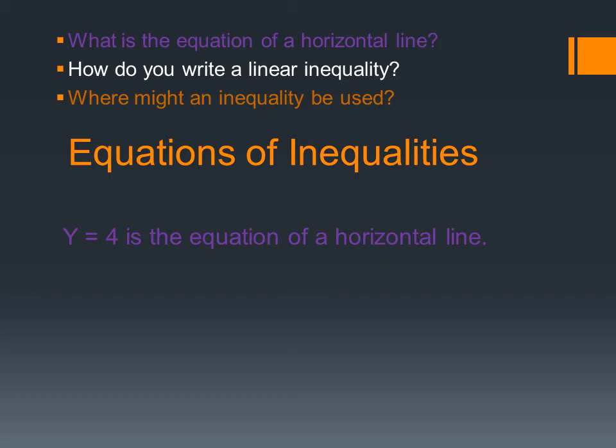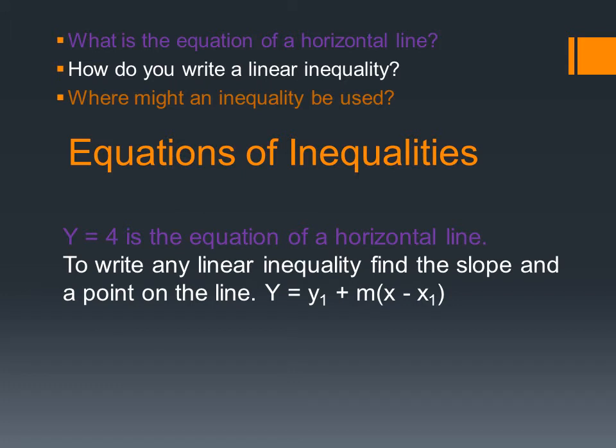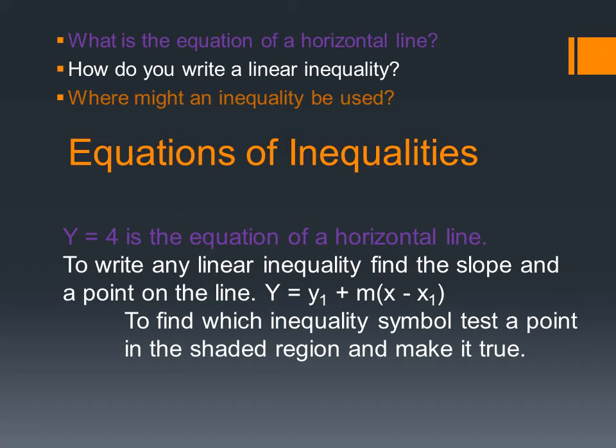Remember, if the line is solid, then we do greater than or equal to, and less than or equal to accordingly. Then you're going to have to also be able to write an inequality. Remember, to write an inequality is no different than writing a line. Find the slope, use a point on that line. Yes, you could use y equals mx plus b, but I have always found that this is usually more helpful because you're often not given the y-intercept. To choose your inequality, test a point in the shaded region and choose the inequality that makes that a true statement.